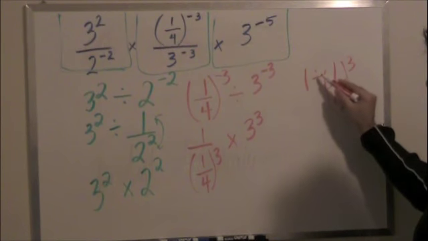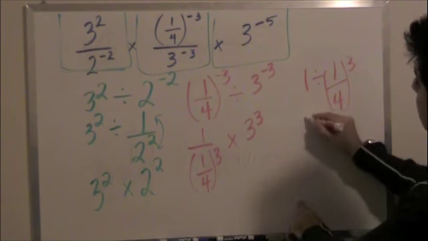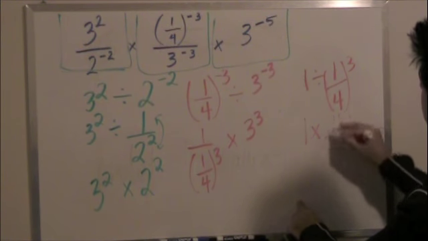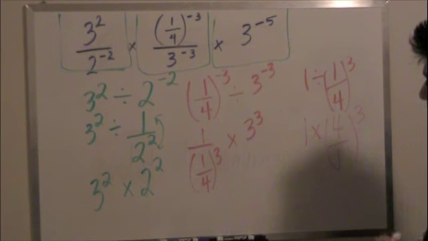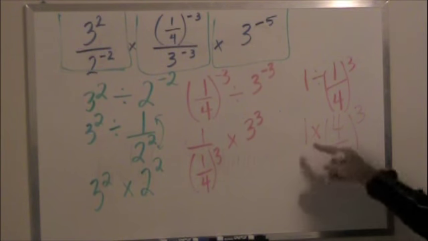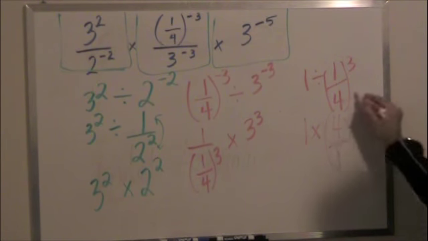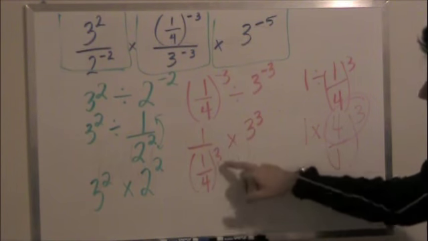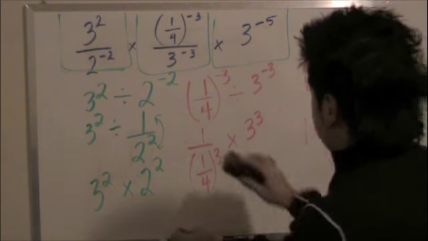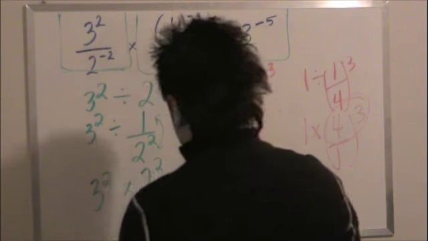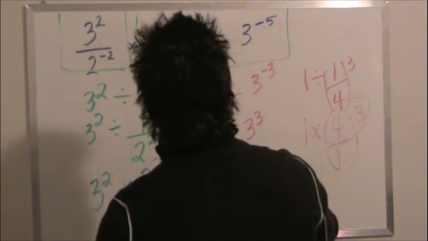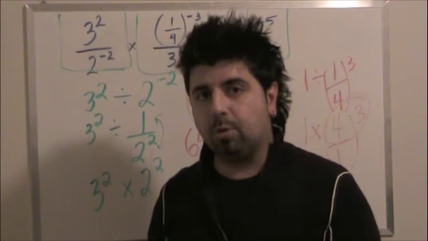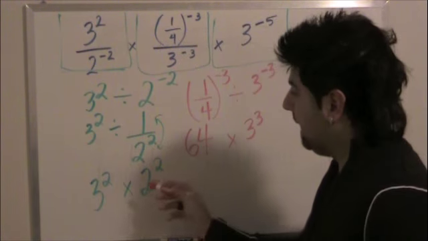So instead of writing divided by 1 over 4, we're going to write 1 times the reciprocal, 4 over 1 to the power of 3. So when we expand this, we're going to get 1 times, and this becomes 64. So in other words, this here is going to become 64.